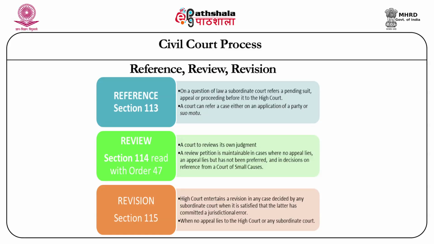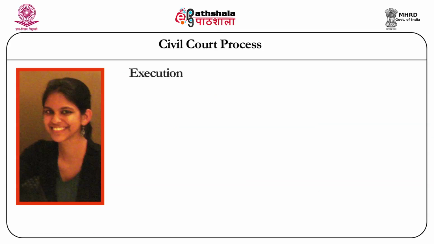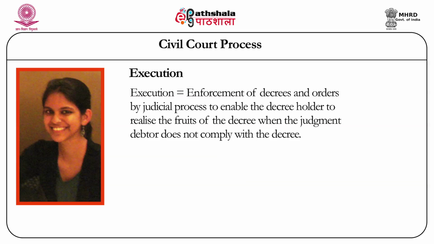The next step in the civil court process is execution. Execution is the enforcement of decrees and orders by judicial process to enable the decree holder to realize the fruits of the decree when the judgment debtor does not comply with the decree. It is extensively dealt with in sections 36 to 74, read with Order 21.